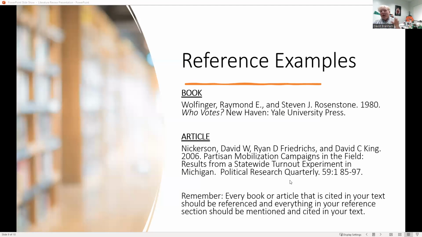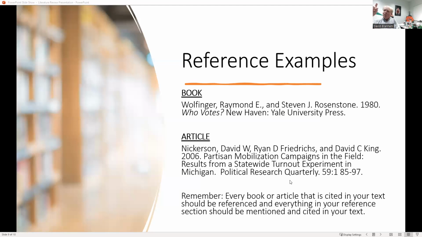So in this case, we have the names. Wolfinger, last name first for the first author. Okay, first author is last name first. Wolfinger, comma, Raymond E. So his name is Raymond E. Wolfinger. For that first author, you want that W, because what you're going to do in your reference section is put these in alphabetical order. And so that W will be at the bottom.